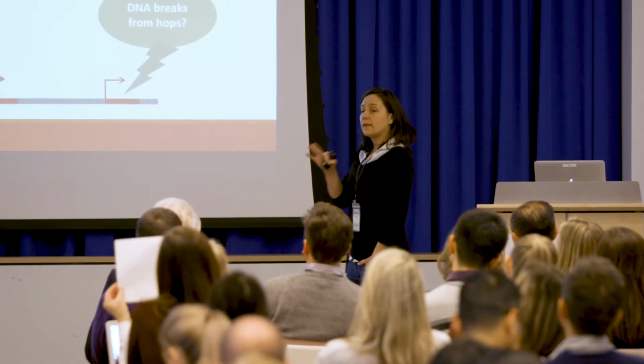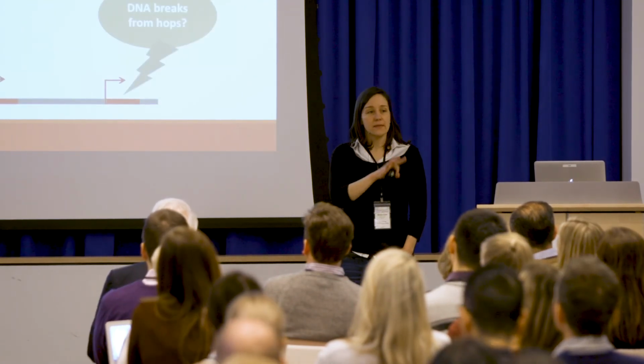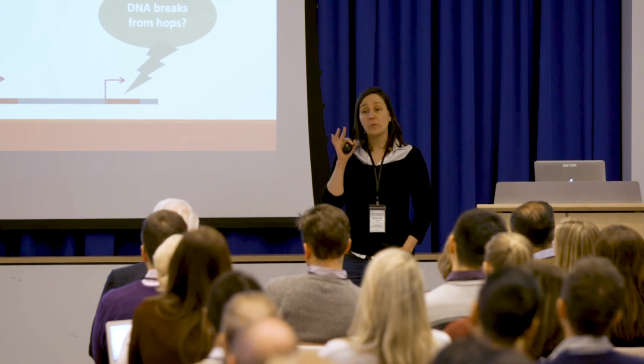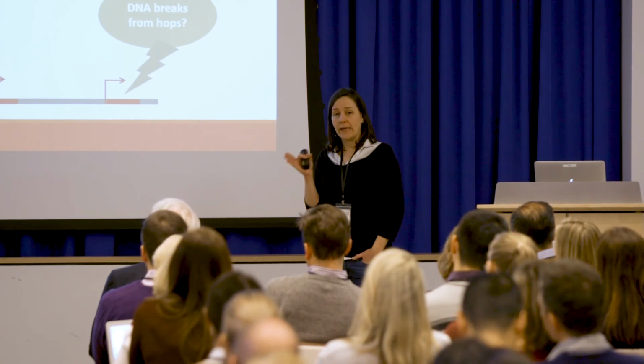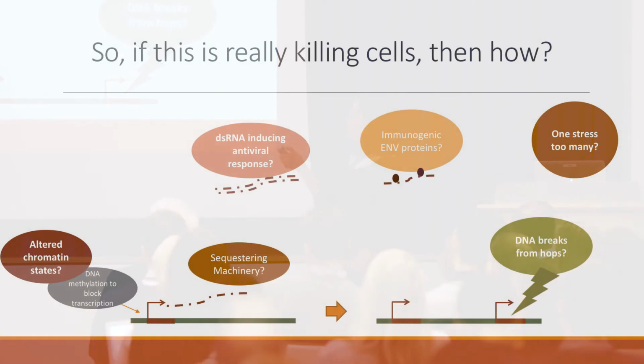But if this is really killing the cells, then how? There are a lot of different ways that transposons can be problematic, and we really need to figure out which one if we're going to think about how to fix this. One is that it could be sequestering the machinery that normally silences these things, and that has other effects on other things. There's a double-stranded RNA that's produced whenever these things are expressed, and that could induce an antiviral response, so this could be something like an autoinflammatory disease, right?